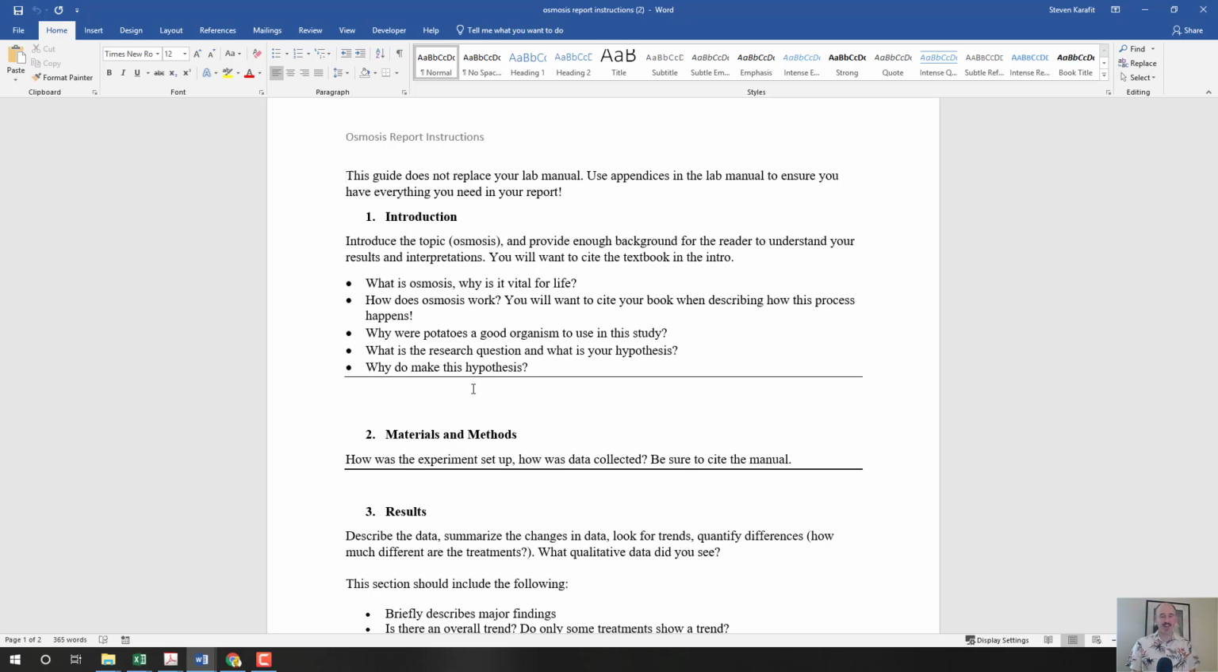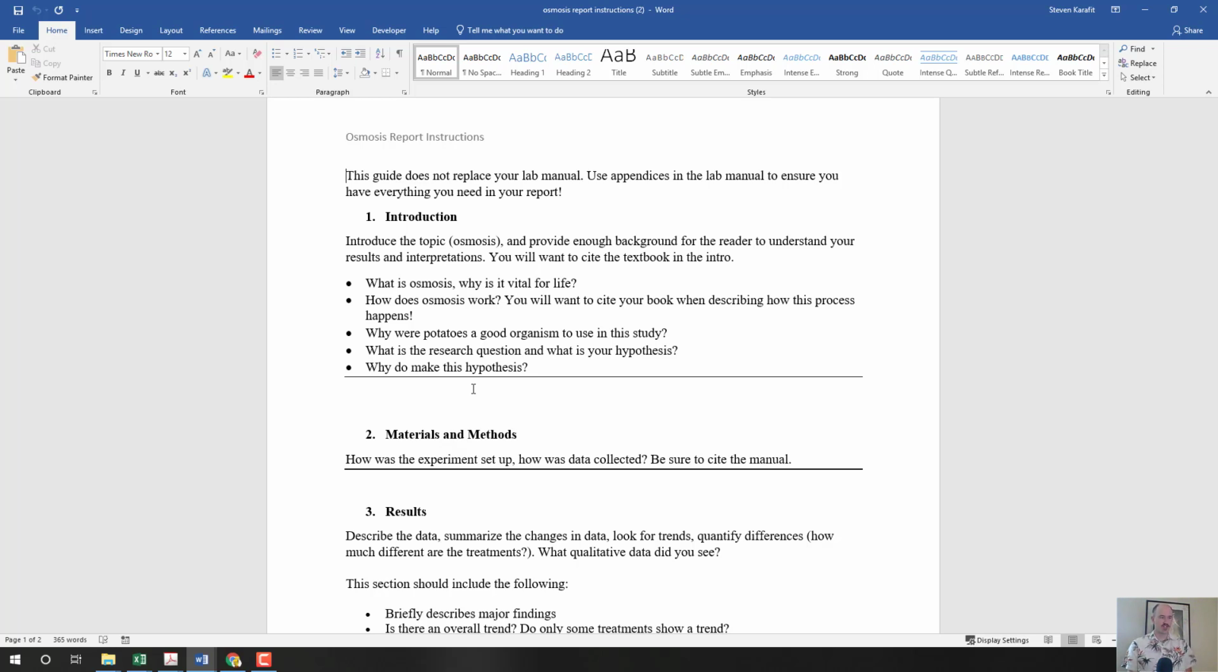And you're going to have to cite your textbook when you talk about that, and use the format that I show you in the lab manual. How does it work? What does it do? Describe the process. Give background. Pretend that the reader of the paper isn't really familiar with osmosis terribly well, so you need to explain it to them. Why are potatoes a good organism to study? Well, that one is just mostly because they're available in this case, but you can explain why they'd be a good one for this study.